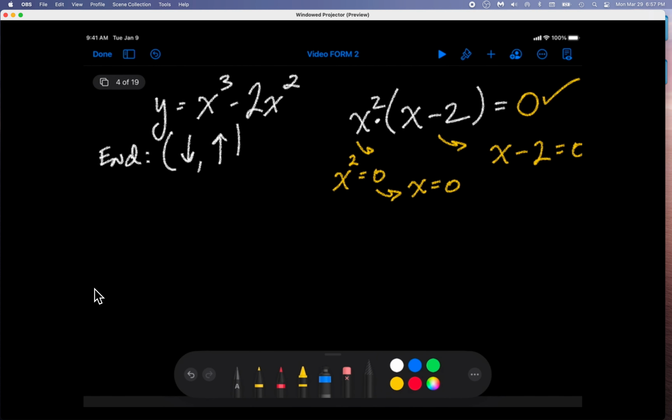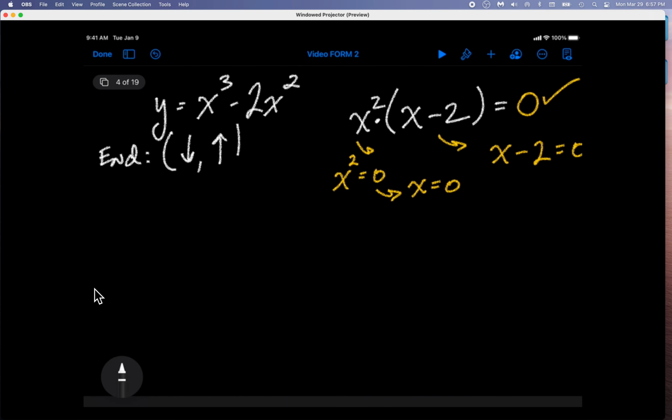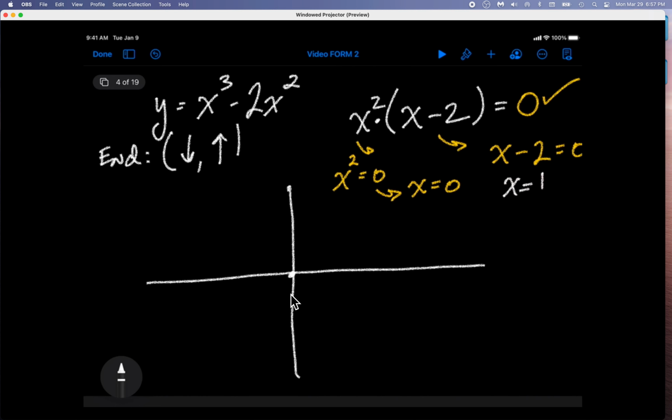Okay, so now we have our zeros. Now what do we do with those? I think we are now ready to graph. So let's do that. We know that our graph is going to cross the x-axis at x equals 0 and x equals positive 2. I forgot to solve for x here.